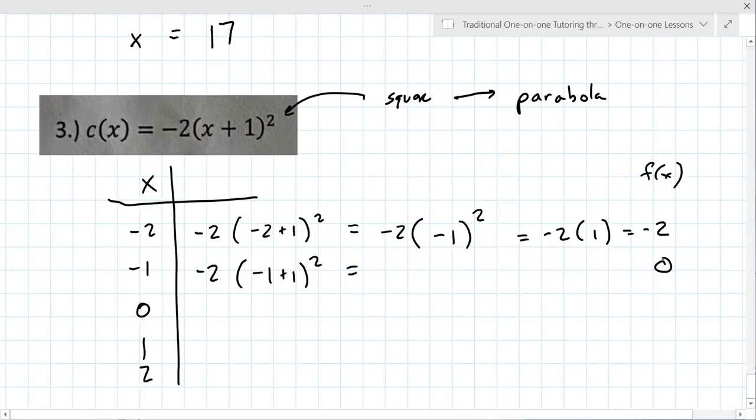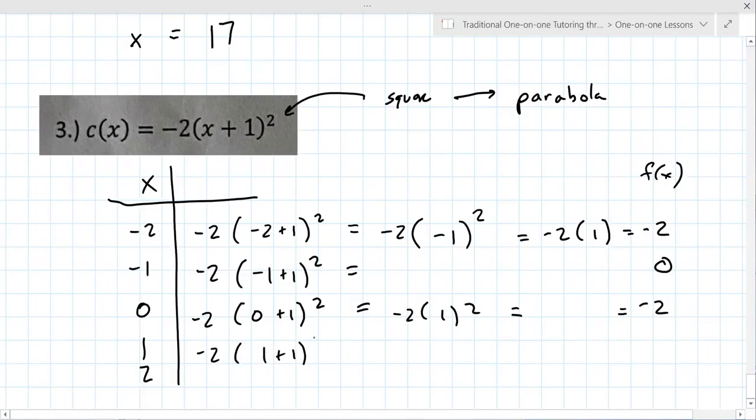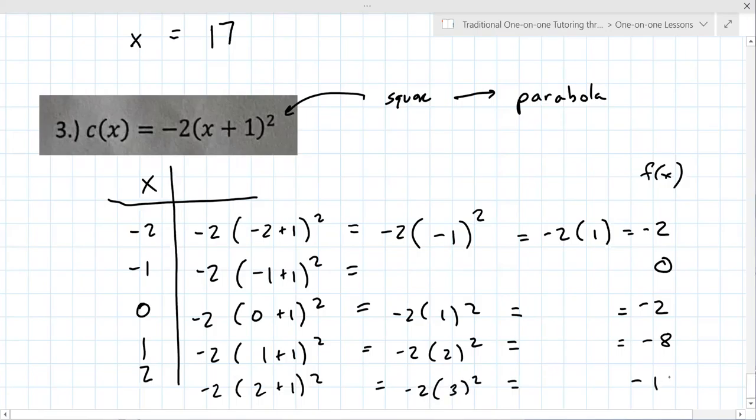0 is 0. All right. And then 0 would be +1 squared, so then it would just be 1. And then -2 times 1 is -2. Okay. And then negative 2 parentheses 1 plus 1 squared equals 4, negative 2 times 4, which is then negative 8. Yep. And then you get one more there. That would become 9, negative 2 times 9 equals negative 18.